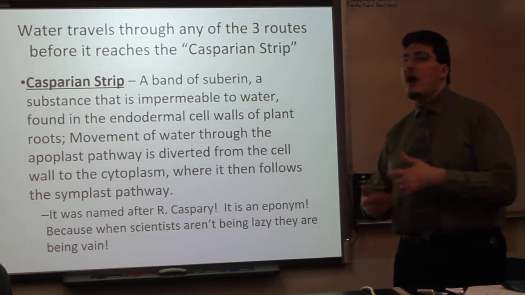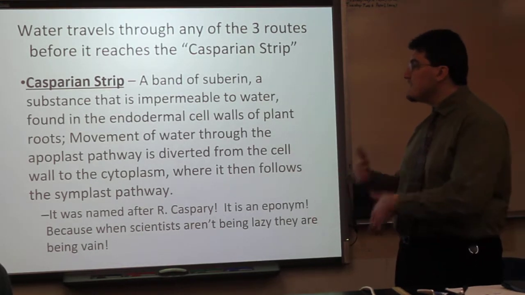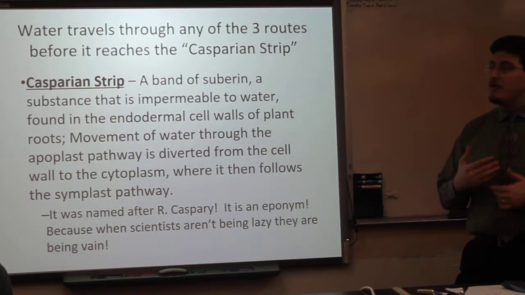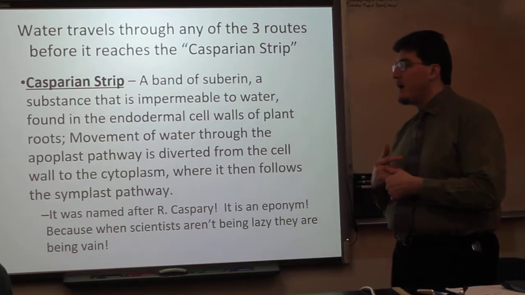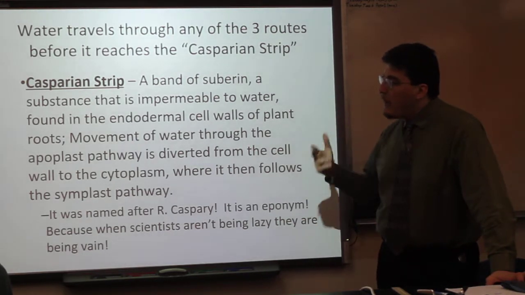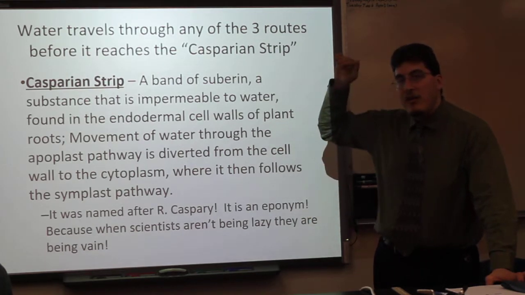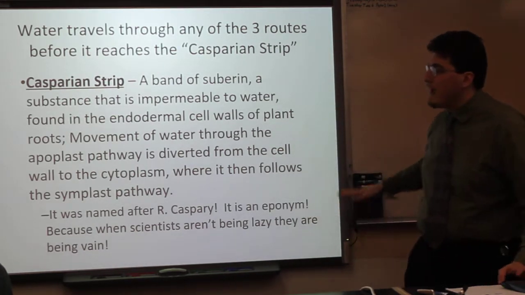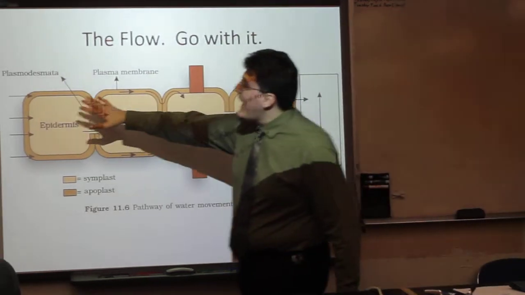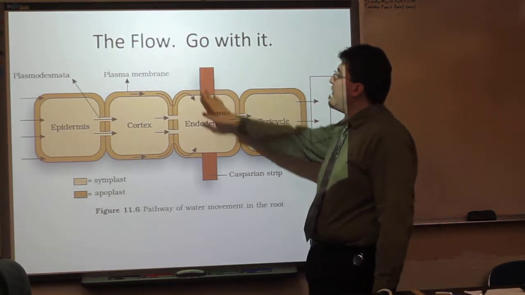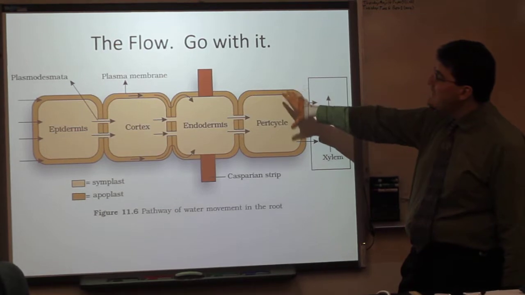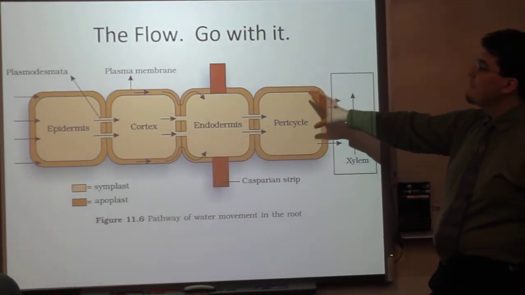Suberin is a substance that's not permeable to water. It prevents the movement of water through the cell wall. And when that water hits that suberated band, it must be shunted into the symplastic pathway. So that suberated band allows for everything to be shunted through the endodermis into the pericycle by the symplastic pathway.